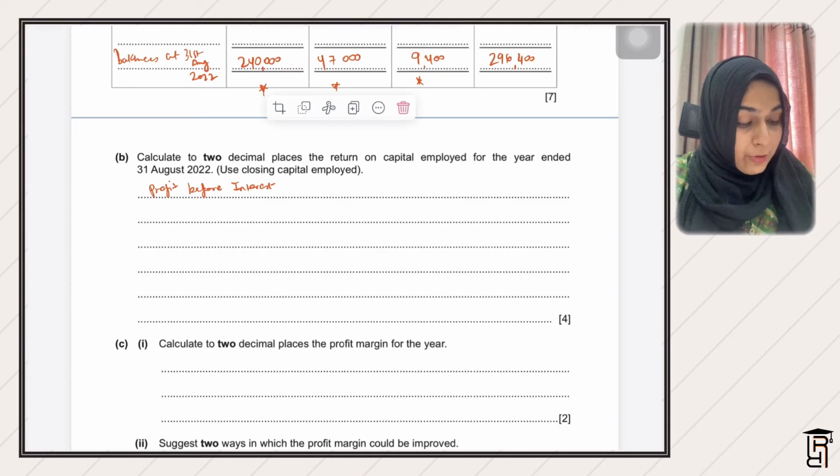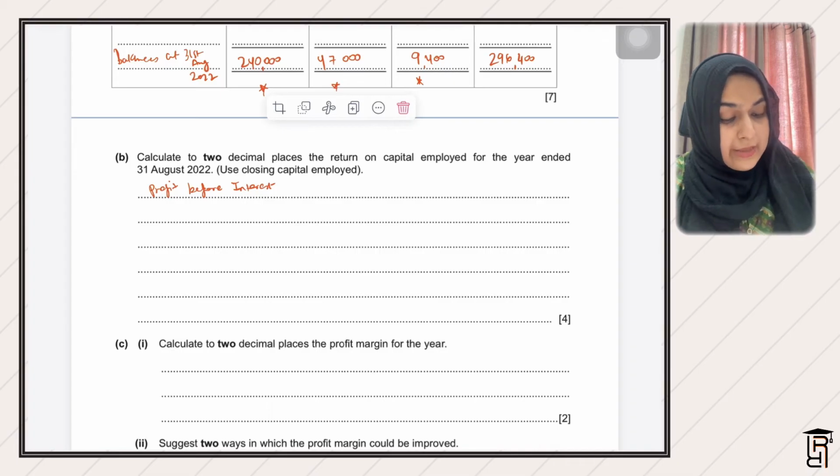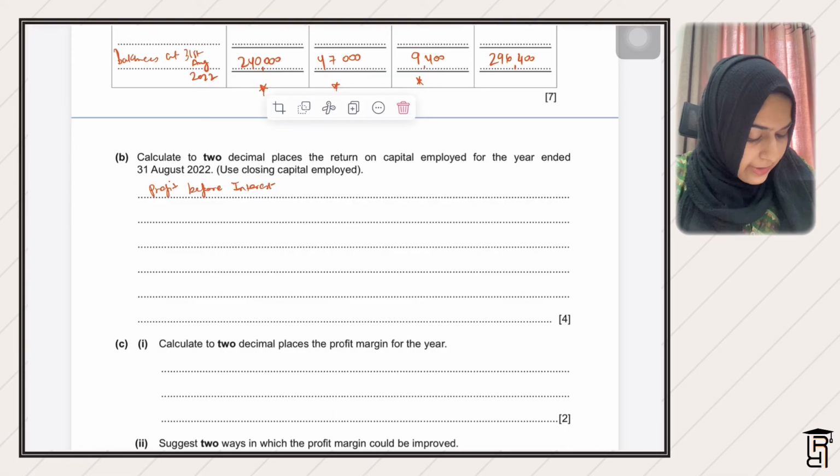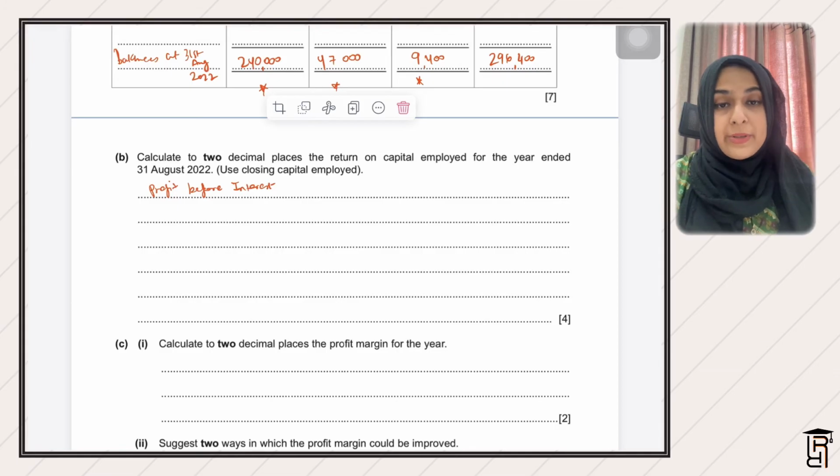So profit before interest over here is 23,000, like they have given in this question. So I write this 23,000 in my numerator, and then in the denominator I need to take this value, that is 296,400, which I'll write here. And then I'll multiply this by 100, so I'll get a value of 6.45%. This is expressed in terms of percentage.